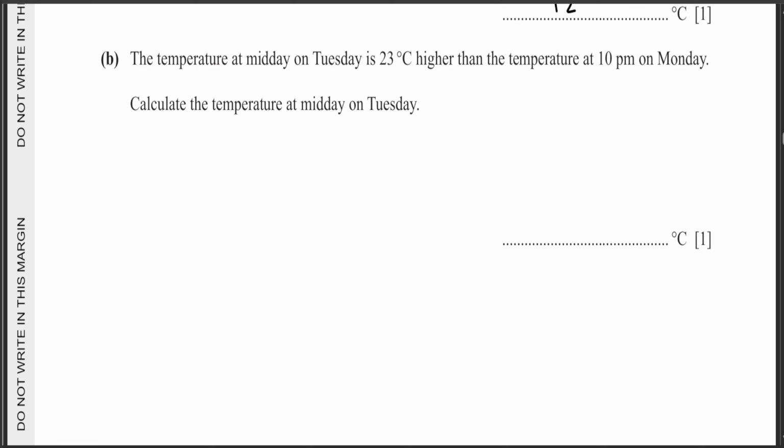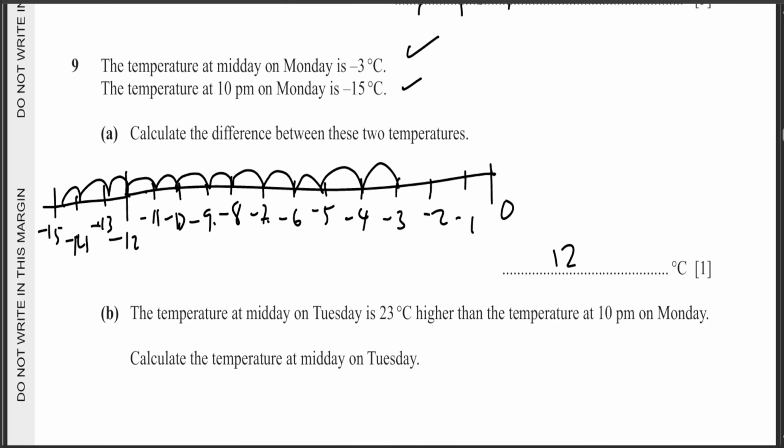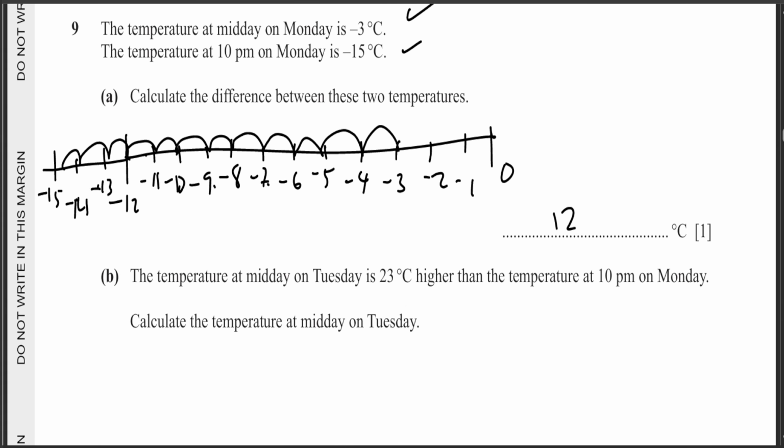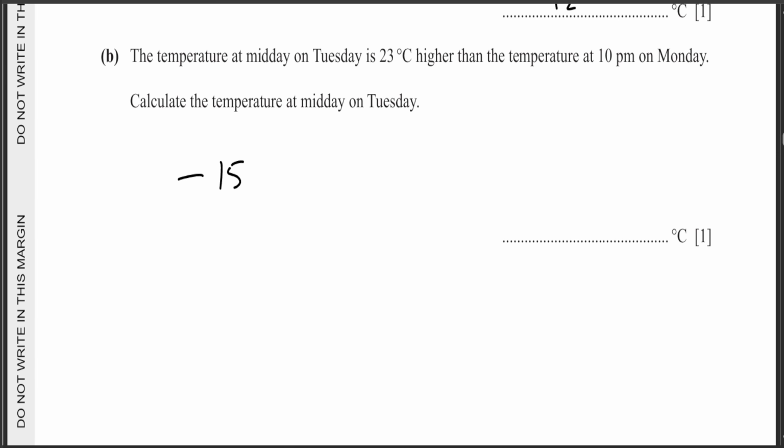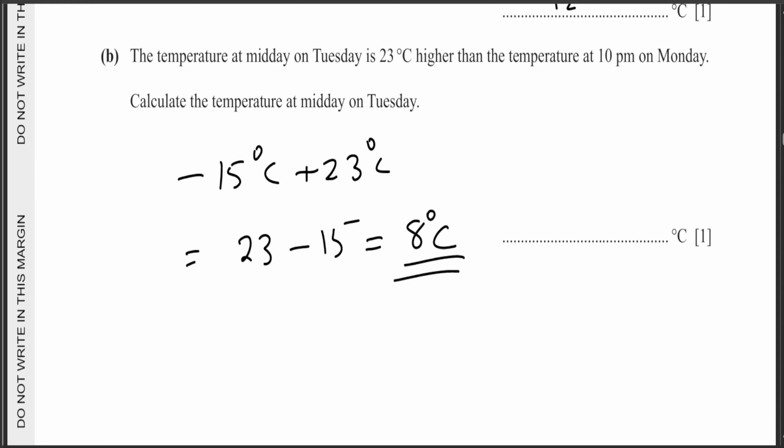Question B: the temperature at midday on Tuesday is 23 degrees Celsius higher than the temperature at 10 p.m. on Monday, which is -15. So it's 23 degrees Celsius higher. Calculate the temperature at midday on Tuesday. So -15 degrees added to 23 degrees Celsius. Normally we just subtract: take 23 minus 15. 23 minus 15 is 8. So that is our answer.